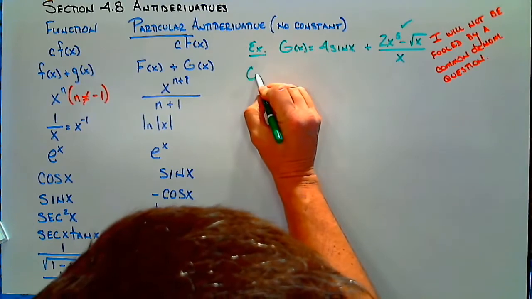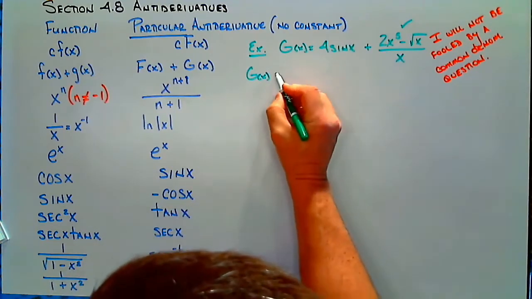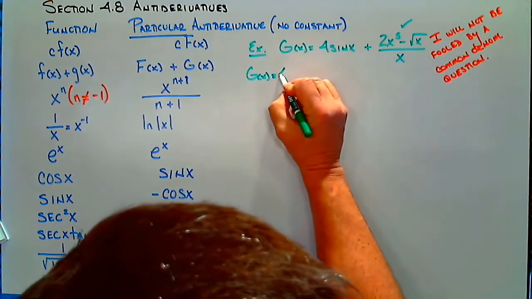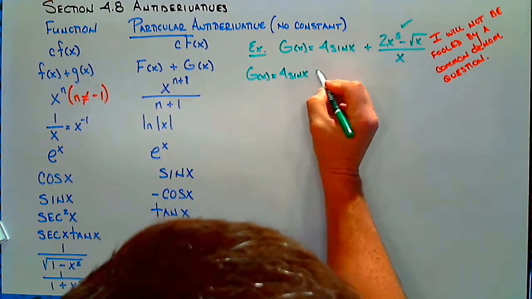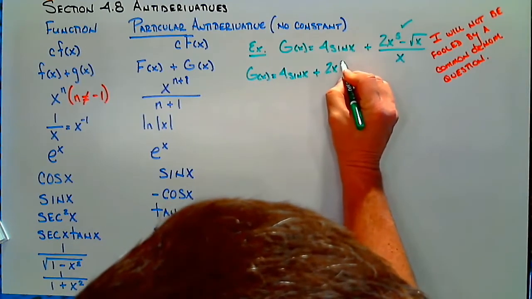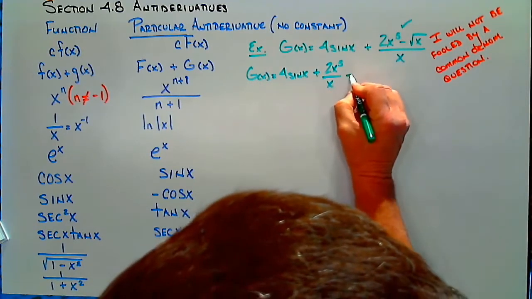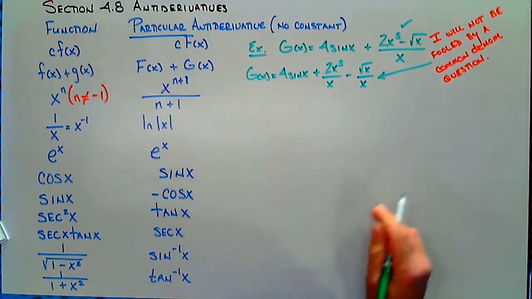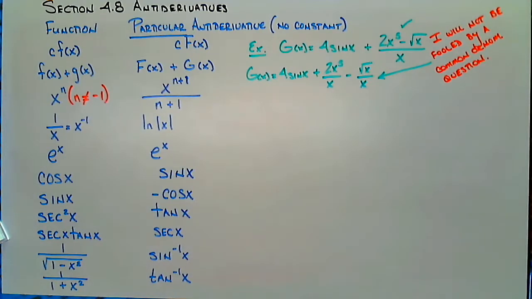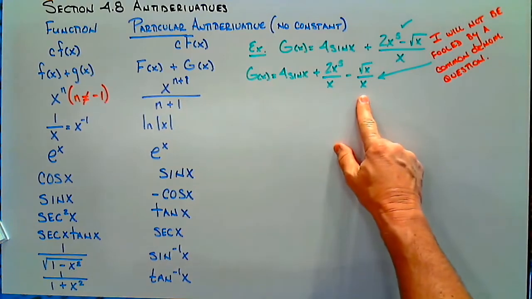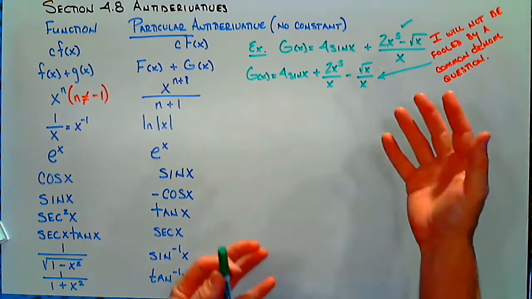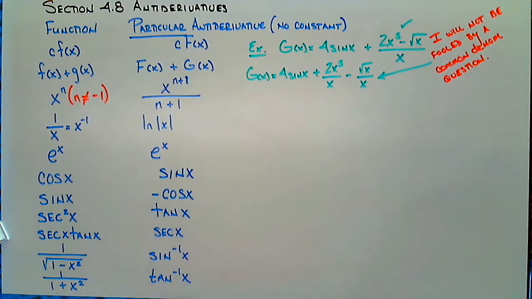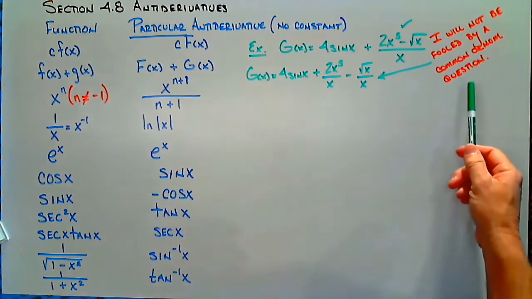Well, the first thing we're going to have to do, right? And notice I'm still working with capital G of x. I haven't found the antiderivative yet. I'm going to rewrite this problem, and I'm going to rewrite it like this. This is what we mean when we write, I will not be fooled by a common denominator question. There is not a rule over here on our list of antiderivatives to deal with it. So what are we expected to do? We're expected to turn it into a problem that doesn't have a common denominator. That's what we're expected to do. That's our first solution strategy.